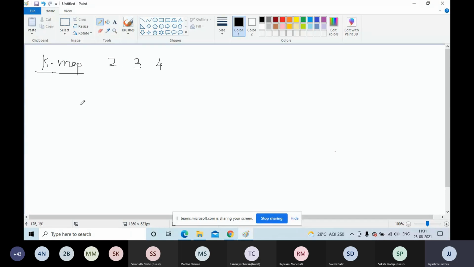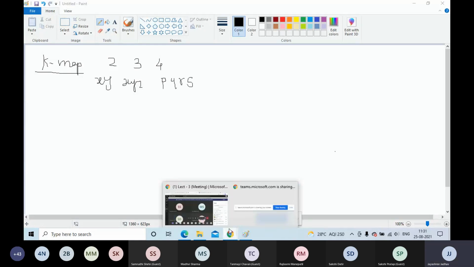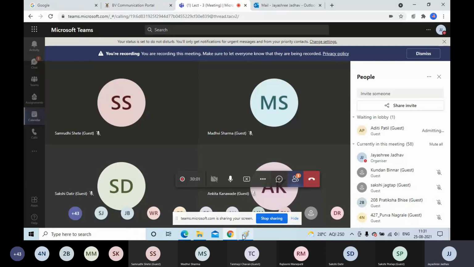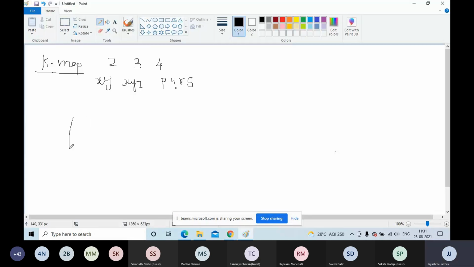So how to write the K-map for 2 variables? If you have 2 variables, like x and y; 3 variables means x, y and z; 4 variables, consider another like p, q, r, s. Any variable you can consider here. Now how to write this K-map?